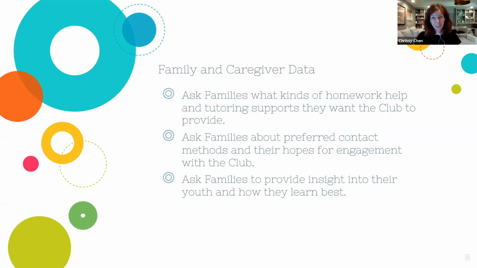In addition to youth data, you can assess family and caregiver perceptions and interests and needs. So you can ask families about the kind of homework help and tutoring supports they want the club to provide. Of course, you can ask their preferred contact method and their hopes for engagement with the club, and ask them to provide some insight into their young people as learners.